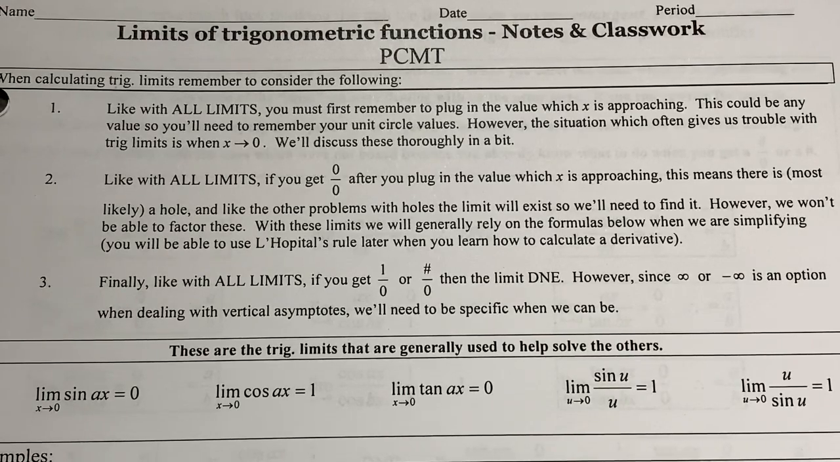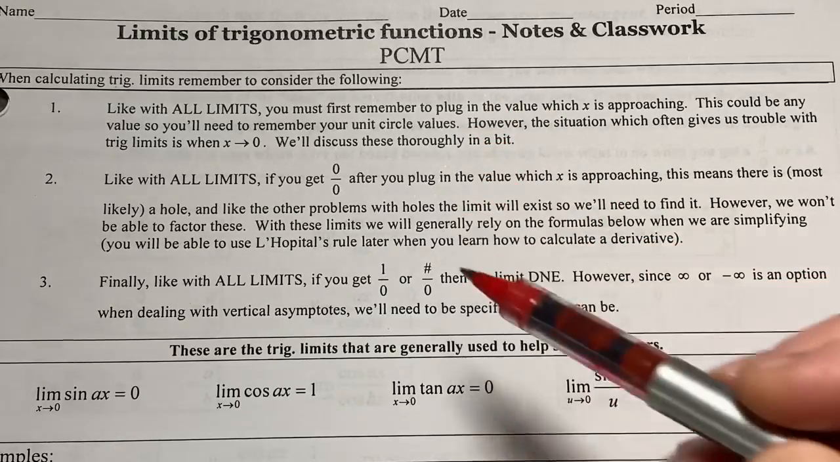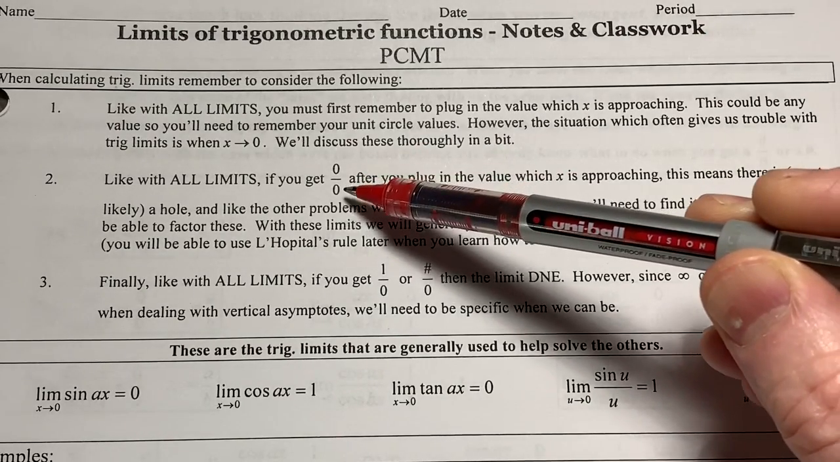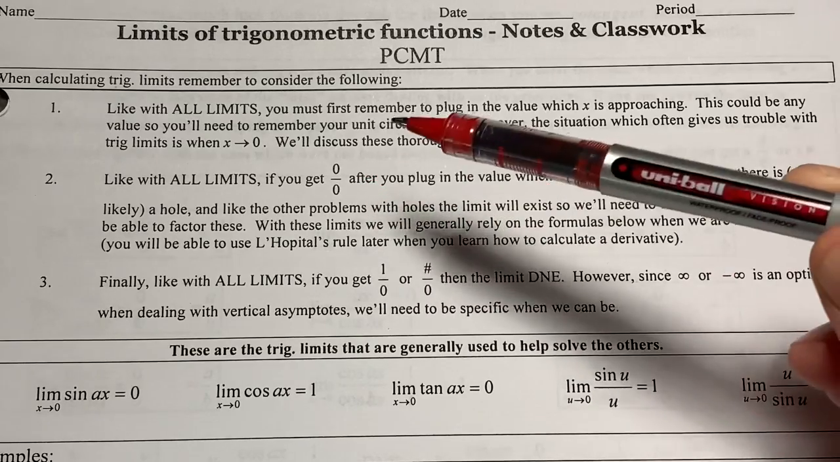You plug it in, you see what you get. If you get a value, we're super happy, okay? If we get a 0 over 0, that means there's a hole, and we're going to have to find that limit because limits exist at holes, most likely.